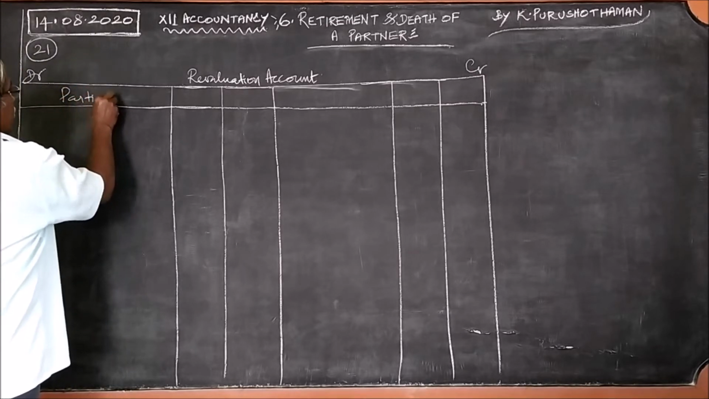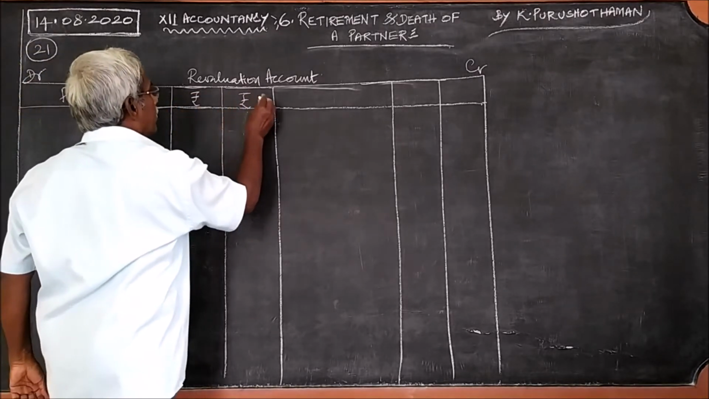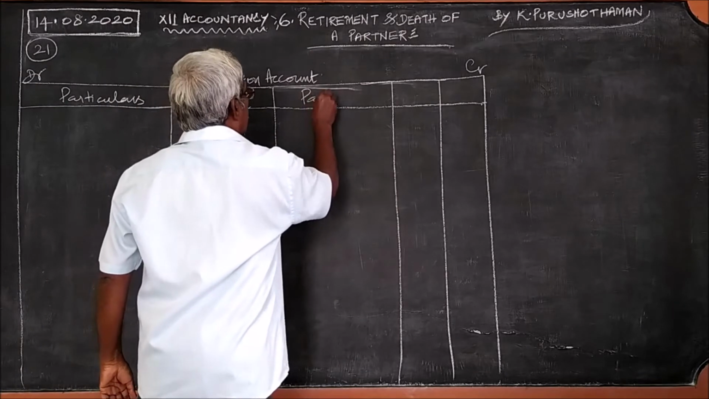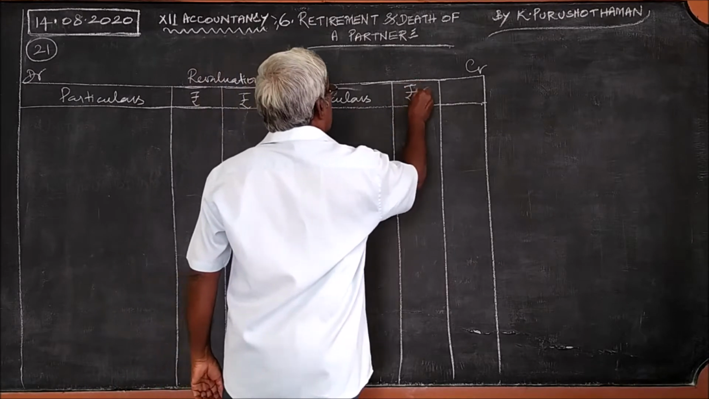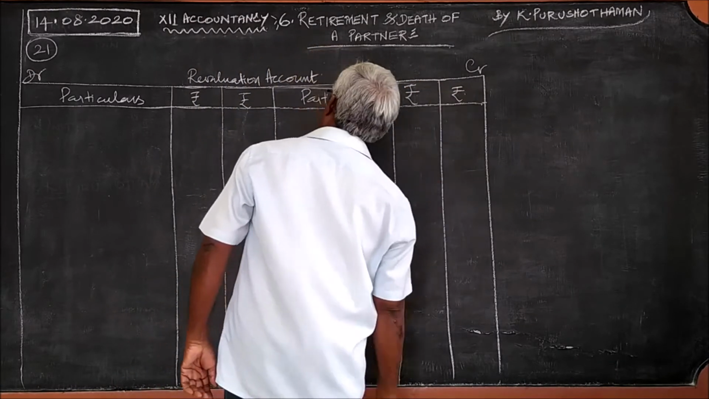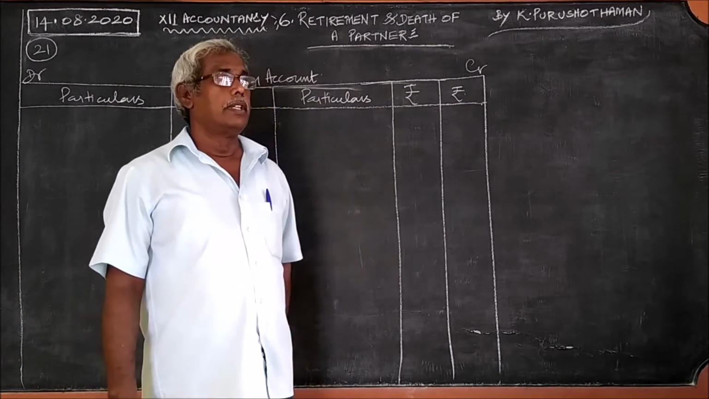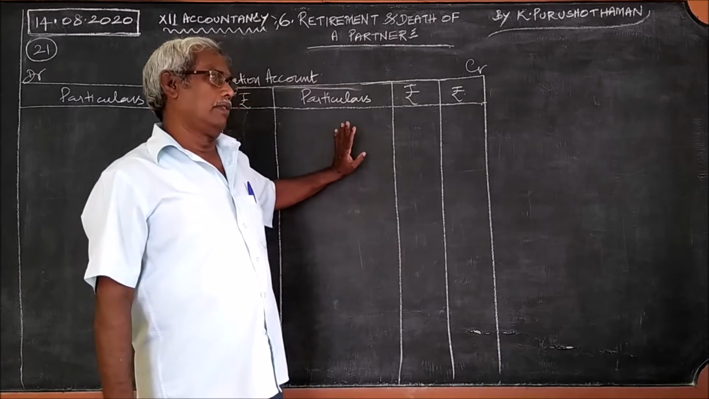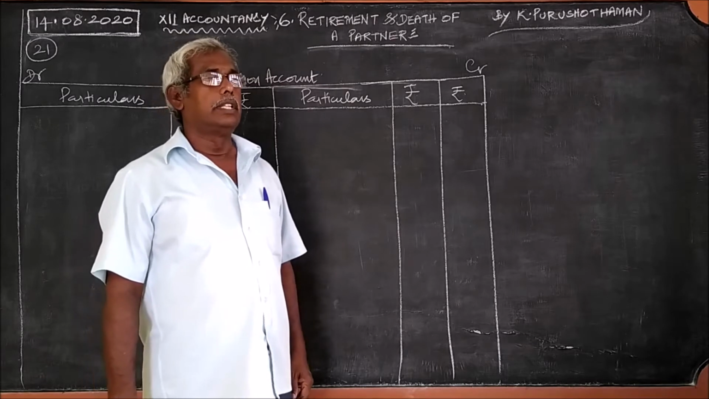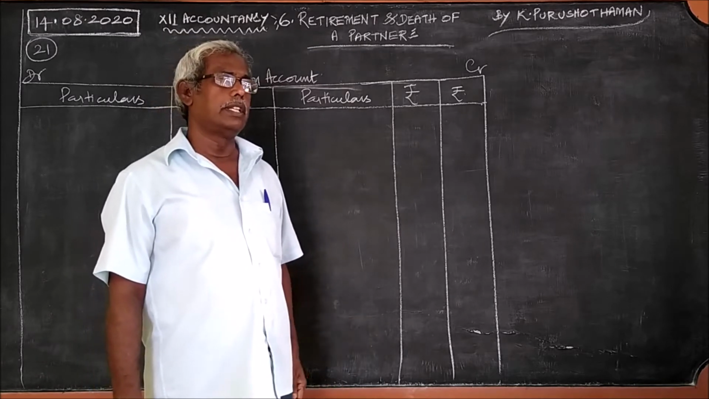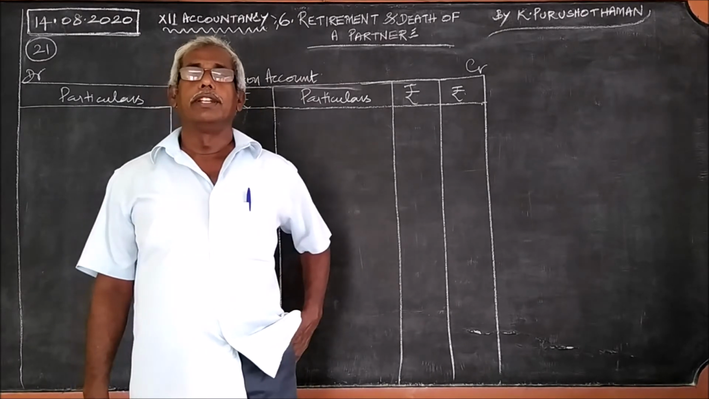Particulars, rupees, particulars, rupees. Once again, I repeat what I said in the other class. Here, what should be entered? What entries should be passed? That is, passing entry in the journal and posting. What should be the posting here?